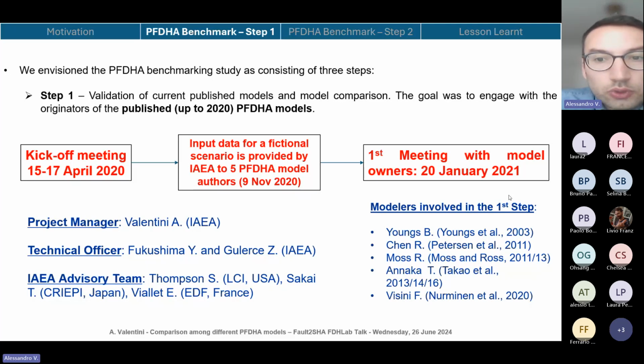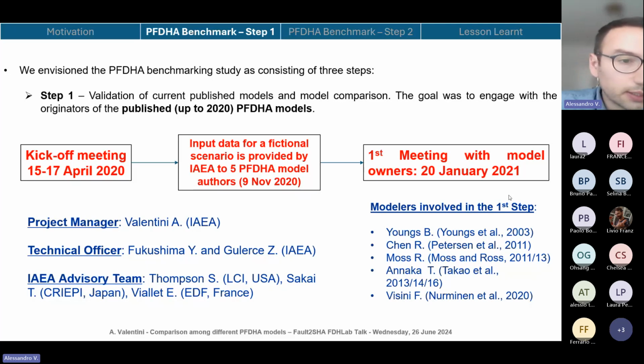So we were able to contact Bob Youngs, Rui Chen, Rob Moss, Tadashi Annaka, and Francesco Visini, and we provided them input data for a fictional scenario, and we asked them to run their models. They ran the Youngs et al., Petersen et al., Moss and Ross, Takao et al., and Nurminen models. They started their calculation with the same input, meaning the same source characterization and the same seismic occurrence rate.